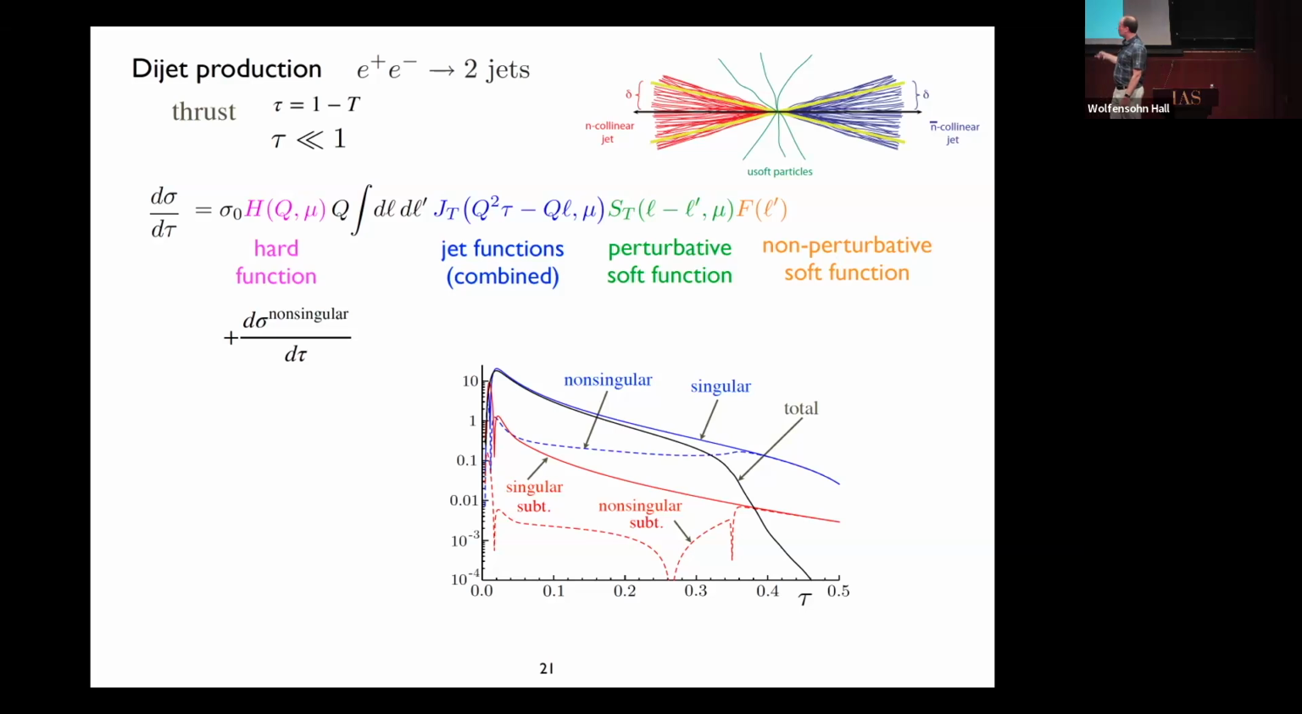So this is a classic picture, and it also leads into the same type of picture for many different observables, where there's some region where resummation is important, and some region where fixed order is important. We want to combine them. It can get more complicated than this, but this is a prototypical example.